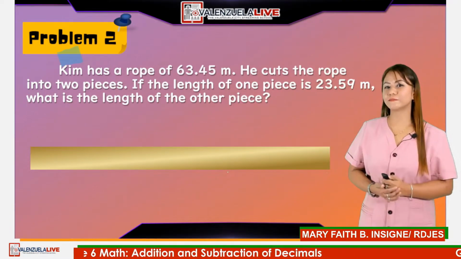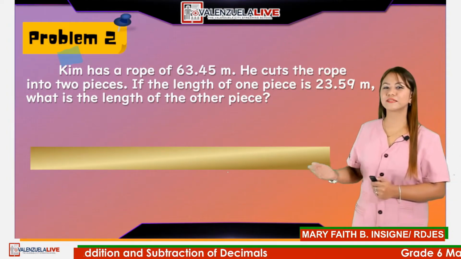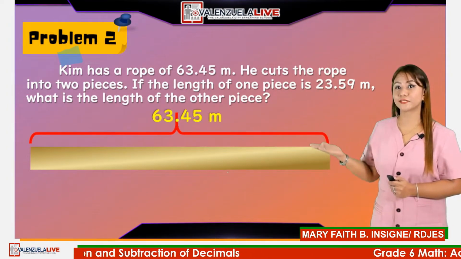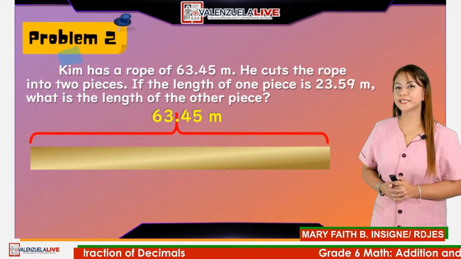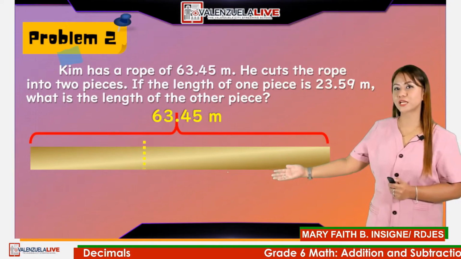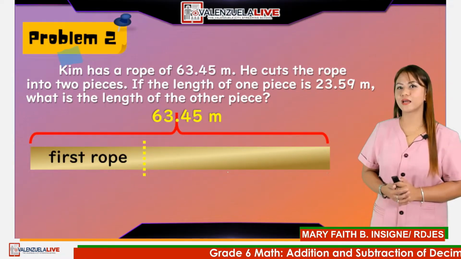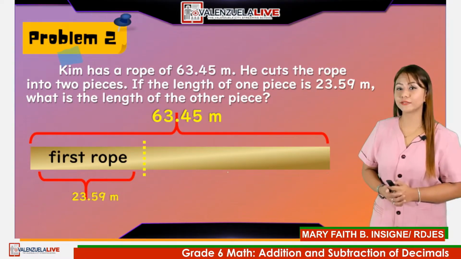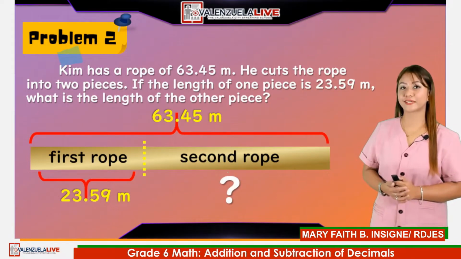We will analyze the problem by using this representation. Kim has a total length of 63 and 45 hundredths meters of rope, and he cut it into 2 pieces. The first piece measures 23 and 59 hundredths meters, and we will find out how long is the second rope or the second piece.